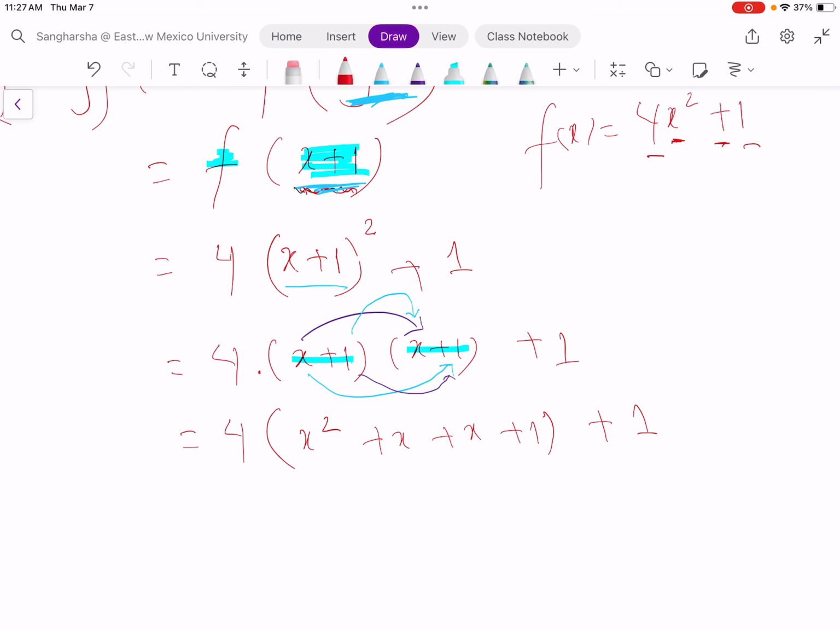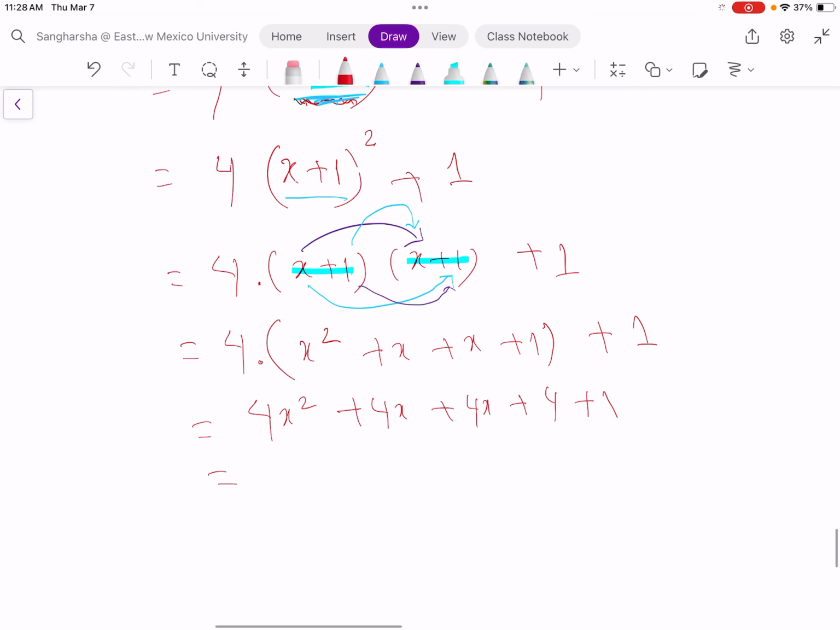Okay, and the reason we are having parentheses here is because we're gonna have more than 1 term, and every time if you have a negative term or if you have more than 1 term, make sure you write those terms inside the parentheses. Okay, now we have a multiplication. We're gonna distribute 4 to each term. 4 times x squared, 4x squared, 4 times x, 4x, 4 times x, 4x, 4 times 1, 4, plus 1. We look for the like terms. So we have 4x squared, plus 4x and 4x, 8x, plus 4 plus 1, 5. Okay, so this is our composite function.